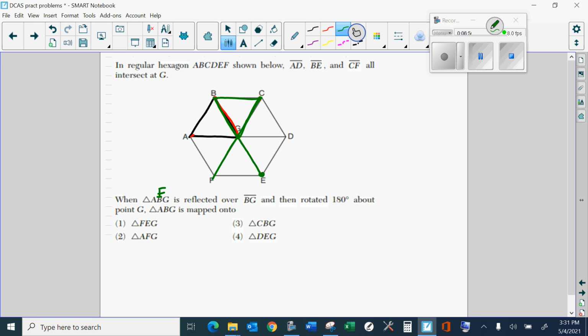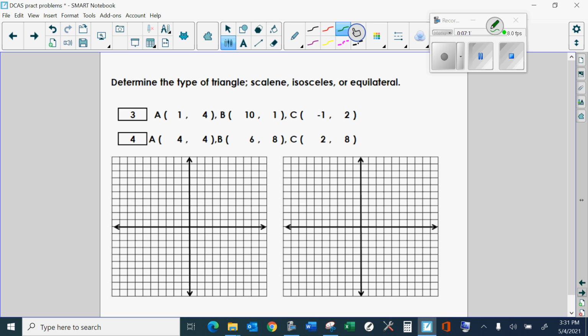So here's the triangle. FEG, there's FEG. I'm just trying to see if they're trying to mess with you on corresponding order. They don't have any other one that's related to FEG, so that is it. You have the right corresponding order there. All right, determine the type of triangle, scalene, isosceles, or equilateral.